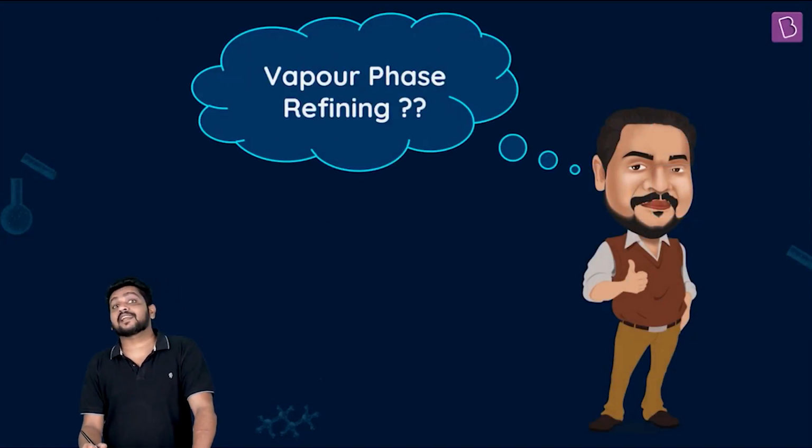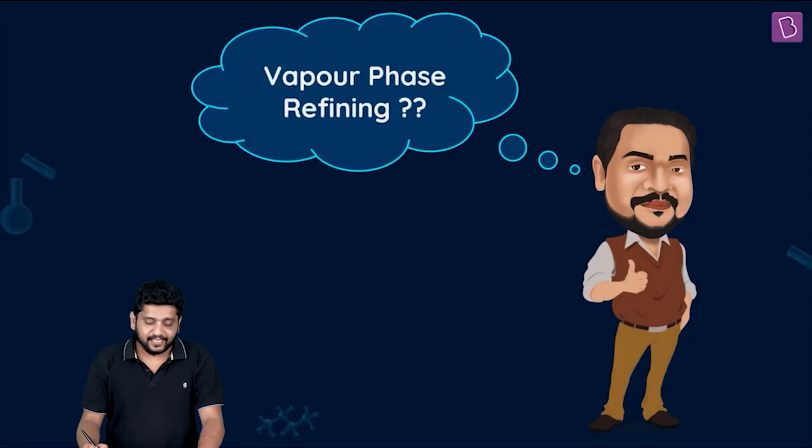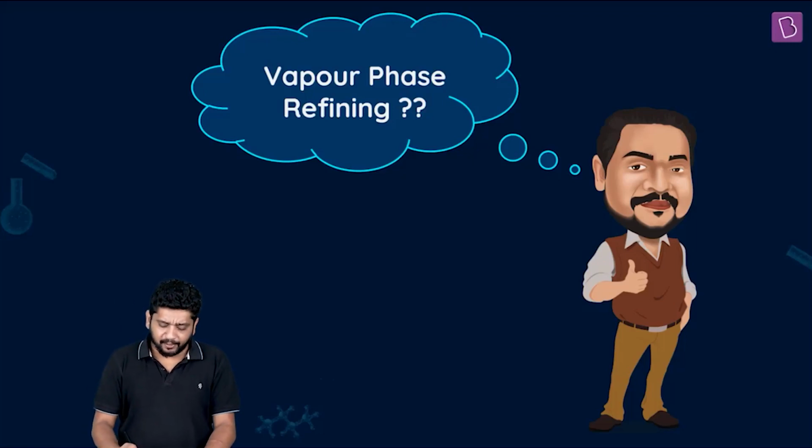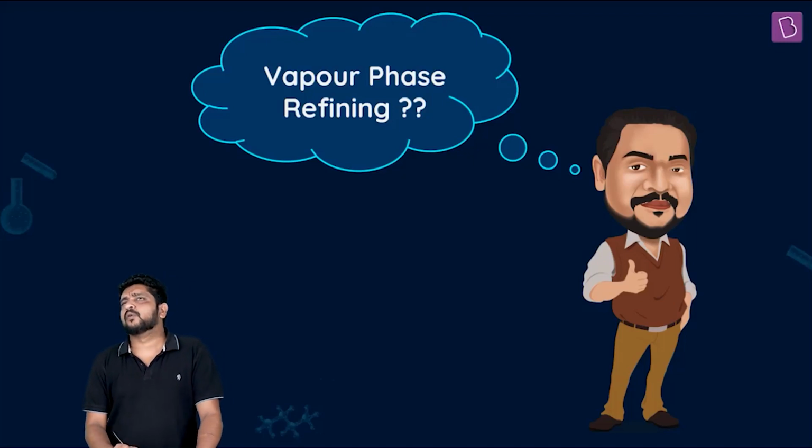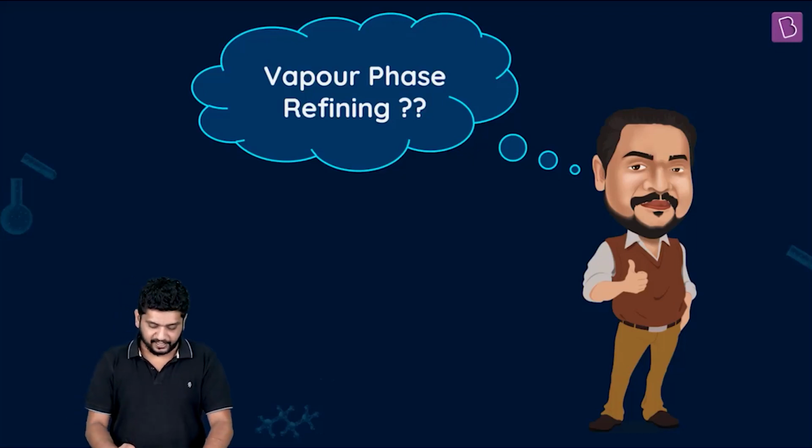Now the second statement was related to nickel and the vapor refining, right? So what do you mean by vapor refining? The idea is that there are these compounds of some of these metals which are having covalent character, because of which they can easily vaporize, right?